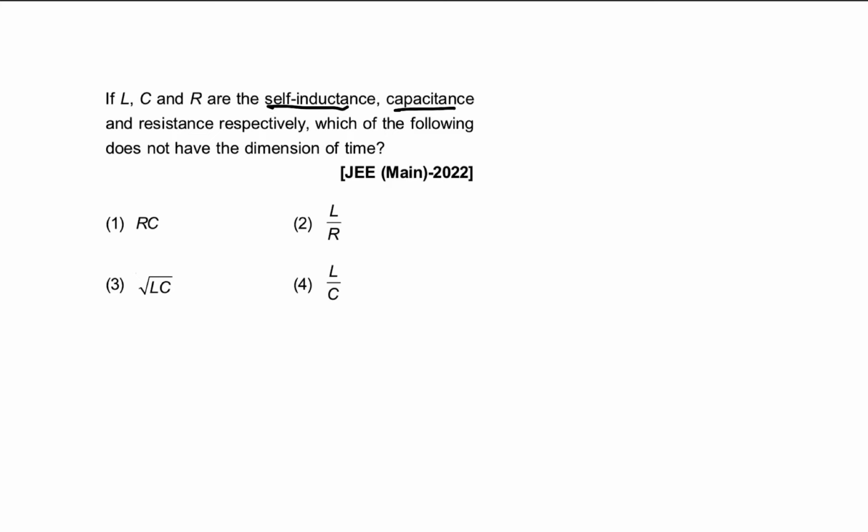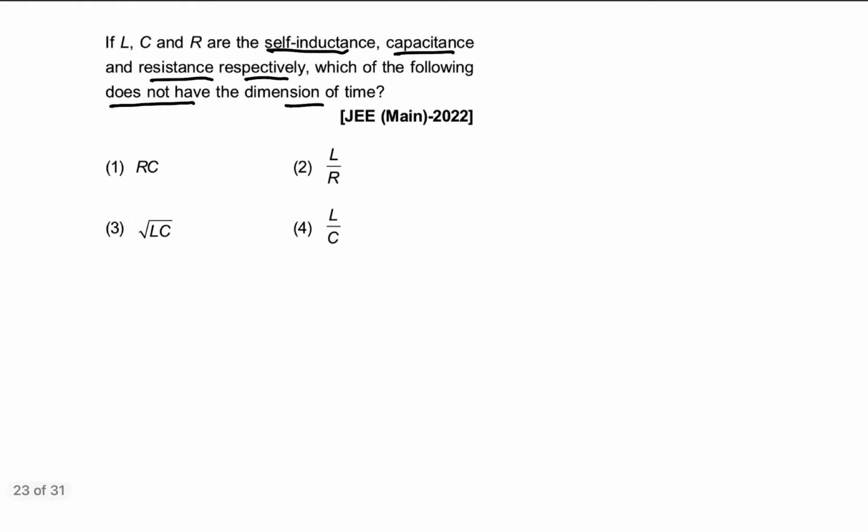Next one: if L, C and R are the self-inductance, capacitance and resistance respectively, which of the following does not have the dimension of time? Earlier I have given what the time constant is. Tau is equal to R into C, so it is a dimension of time only. This is a time dimension.